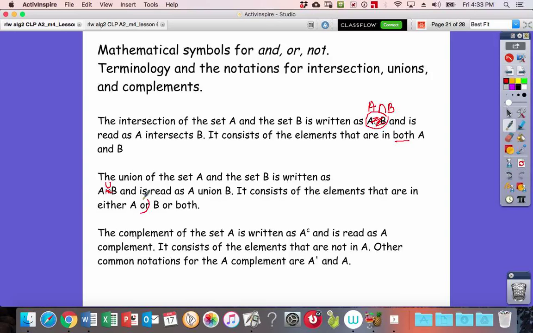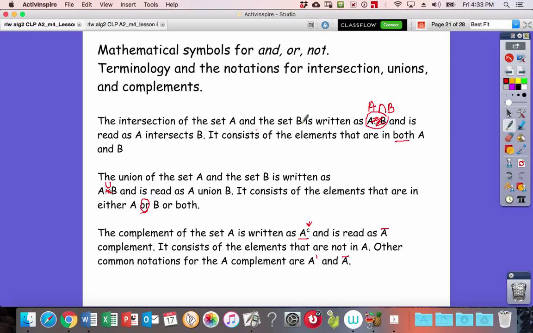It's an or. Okay, now when you say the complement of the set A, you can write it different ways. One is an A with the subscript up here, C. Another one is read as A, and they put a little line over it, complement. It consists of the elements that are not in A. Other combinations for the A complement are A prime, and like I said, that little A with the line over the top. Okay? And I'll go over that again.